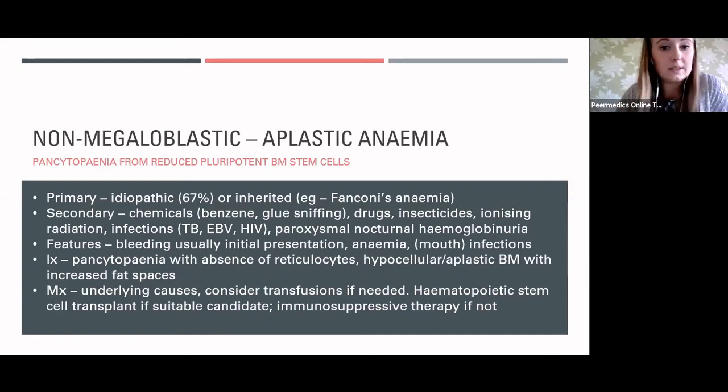We don't really know what's caused it, or it can be part of syndromes such as Fanconi's anemia, or you can get it as a secondary, cytotoxic side effect of things like sniffing glue, chemical exposure to benzenes, industrial exposure, ionizing radiations, long-term infections like HIV and TB, and paroxysmal nocturnal hemoglobinuria, which is where you have hemolysis that for whatever reason leads to hemoglobinuria, especially at night and in the morning.